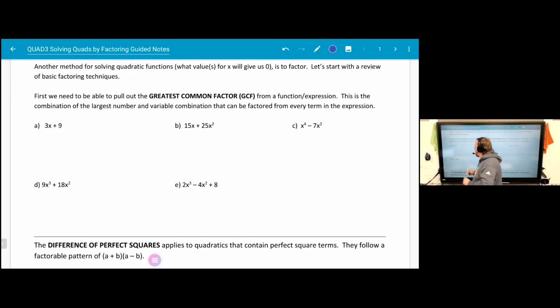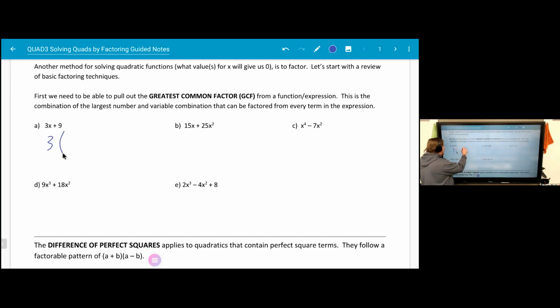A says 3x plus 9. What can both 3x and 9 be divided by? What's the biggest thing that can both be divided by? We're going to essentially undistribute. We know how to distribute through parentheses. We're going to undistribute. We know that 3x and 9, that's positive 9, can both be divided by 3.